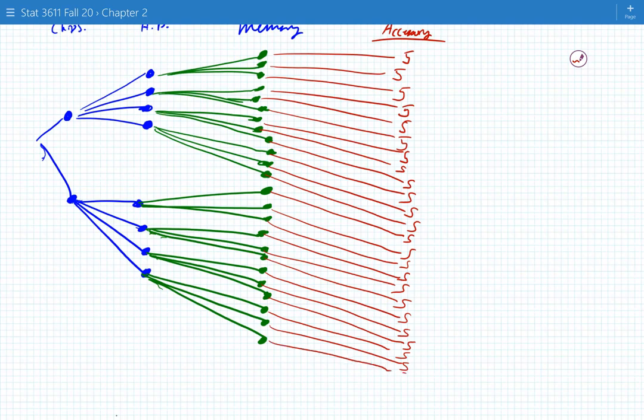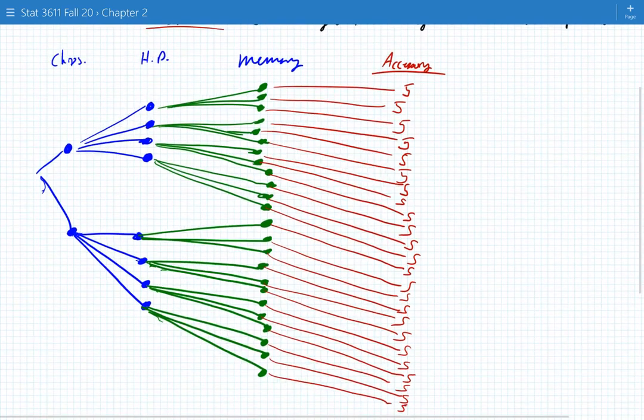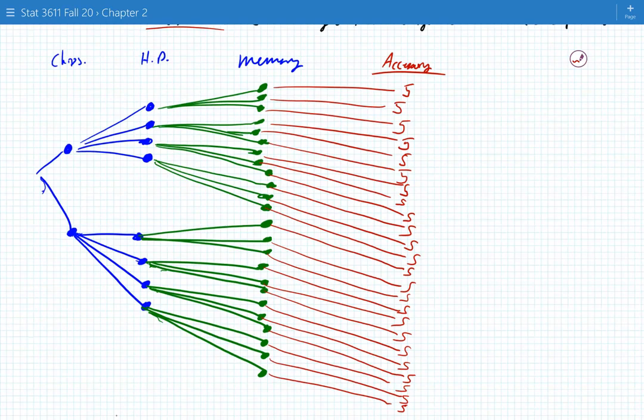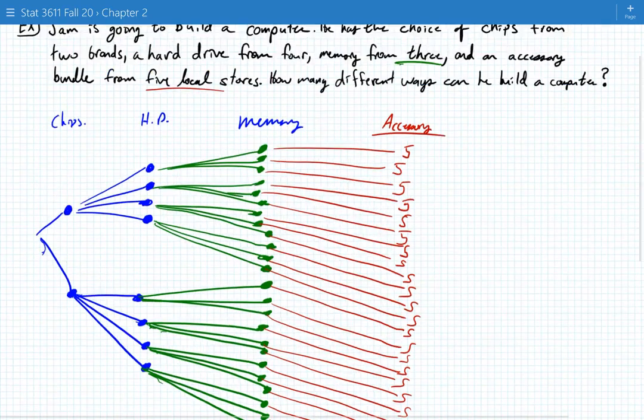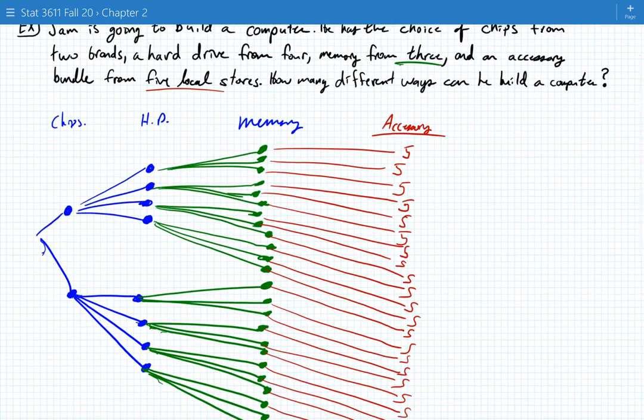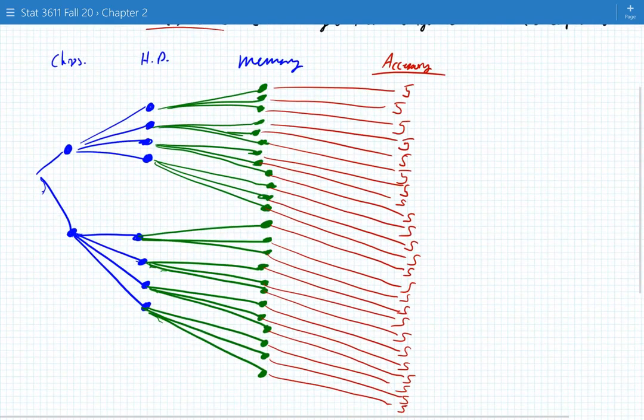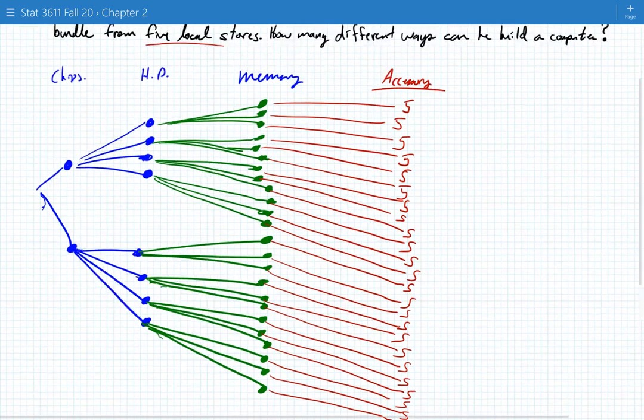So, how many total ways are there? Well, we've got to add up our 5s, right? How many fives do we have? Well, that would be 5 times the number of green dots that we have. How many green dots do we have?